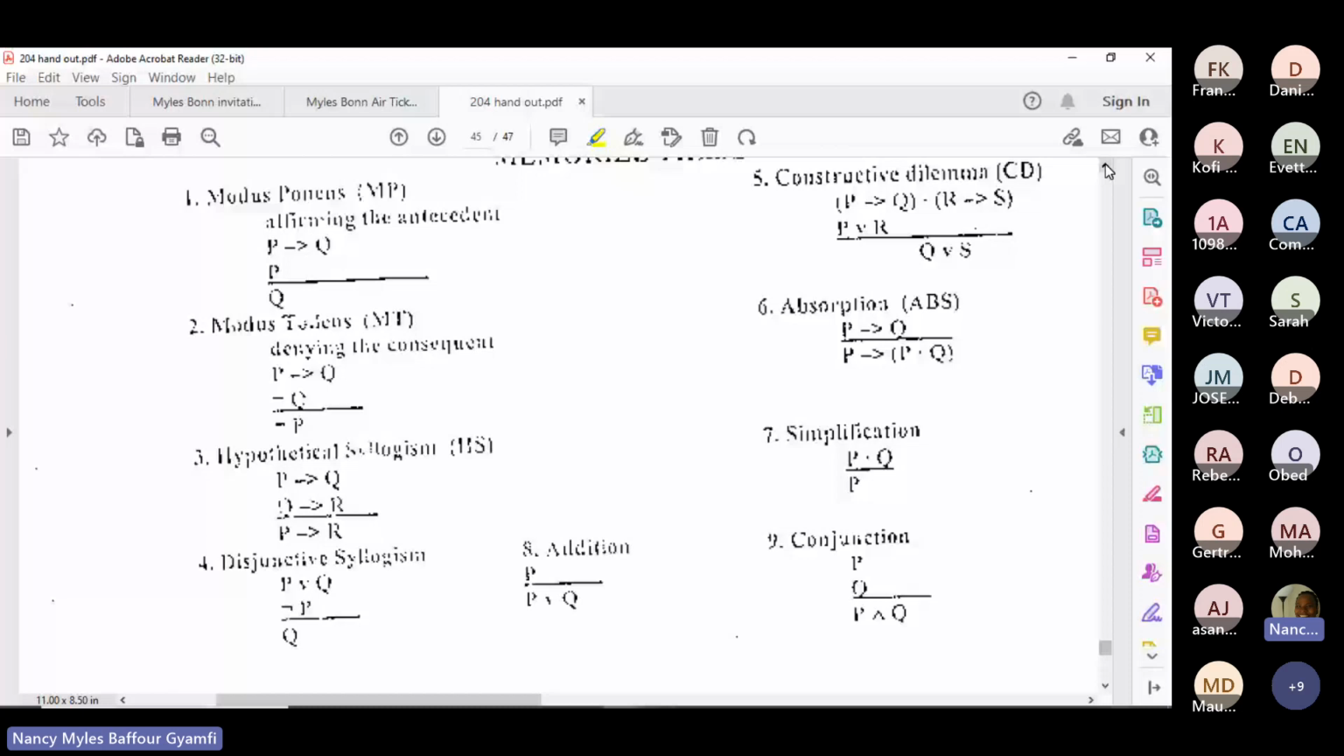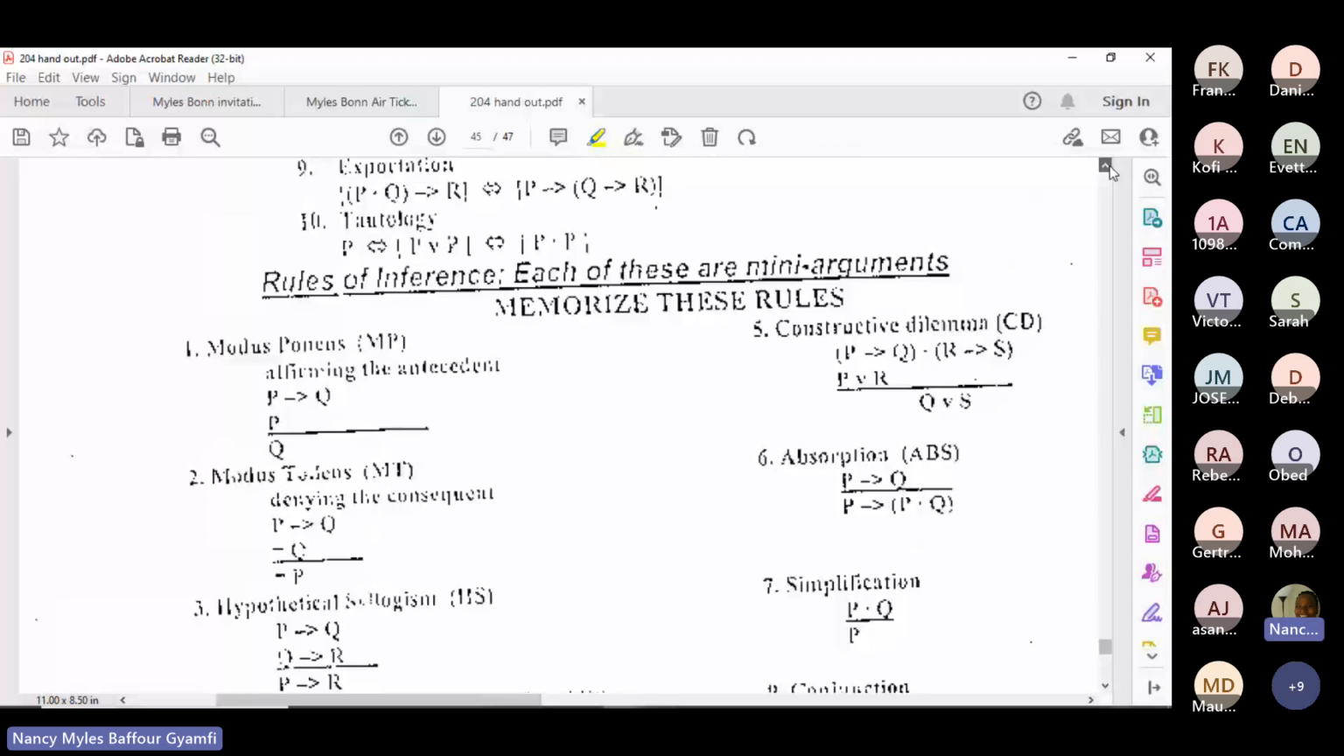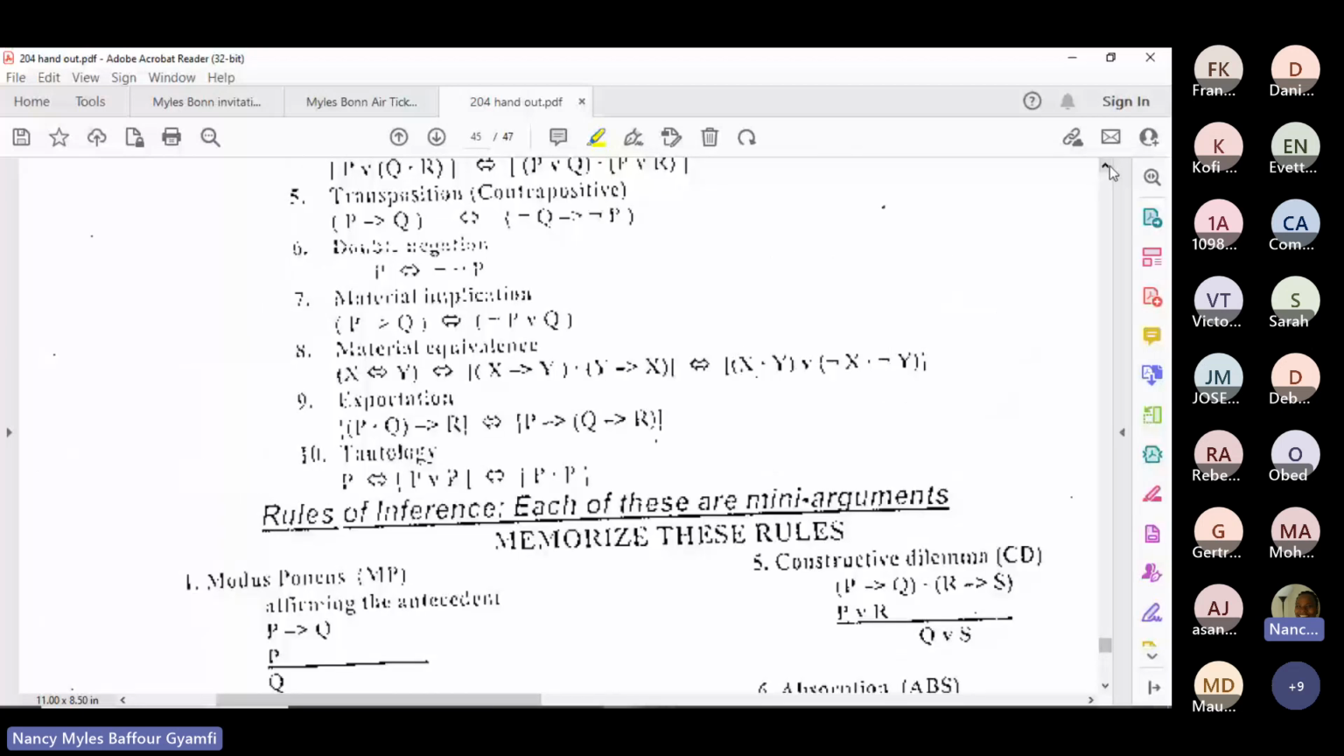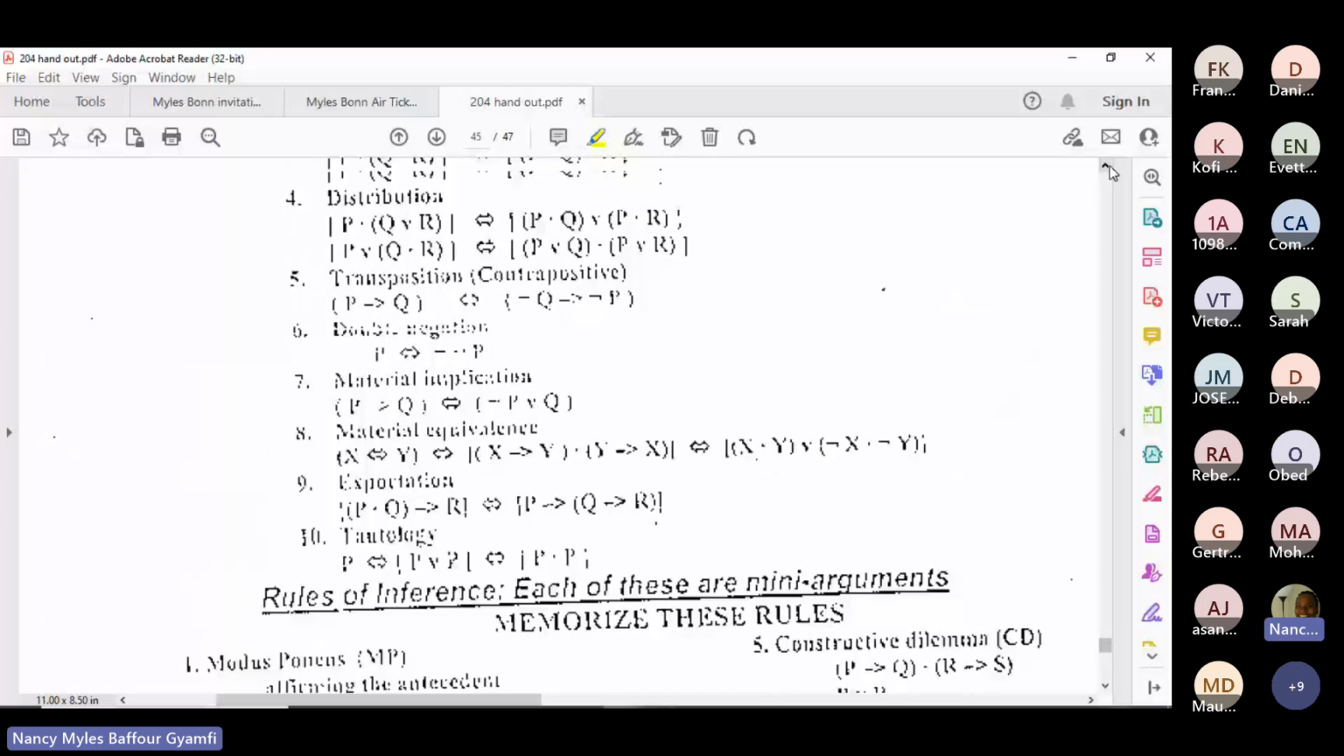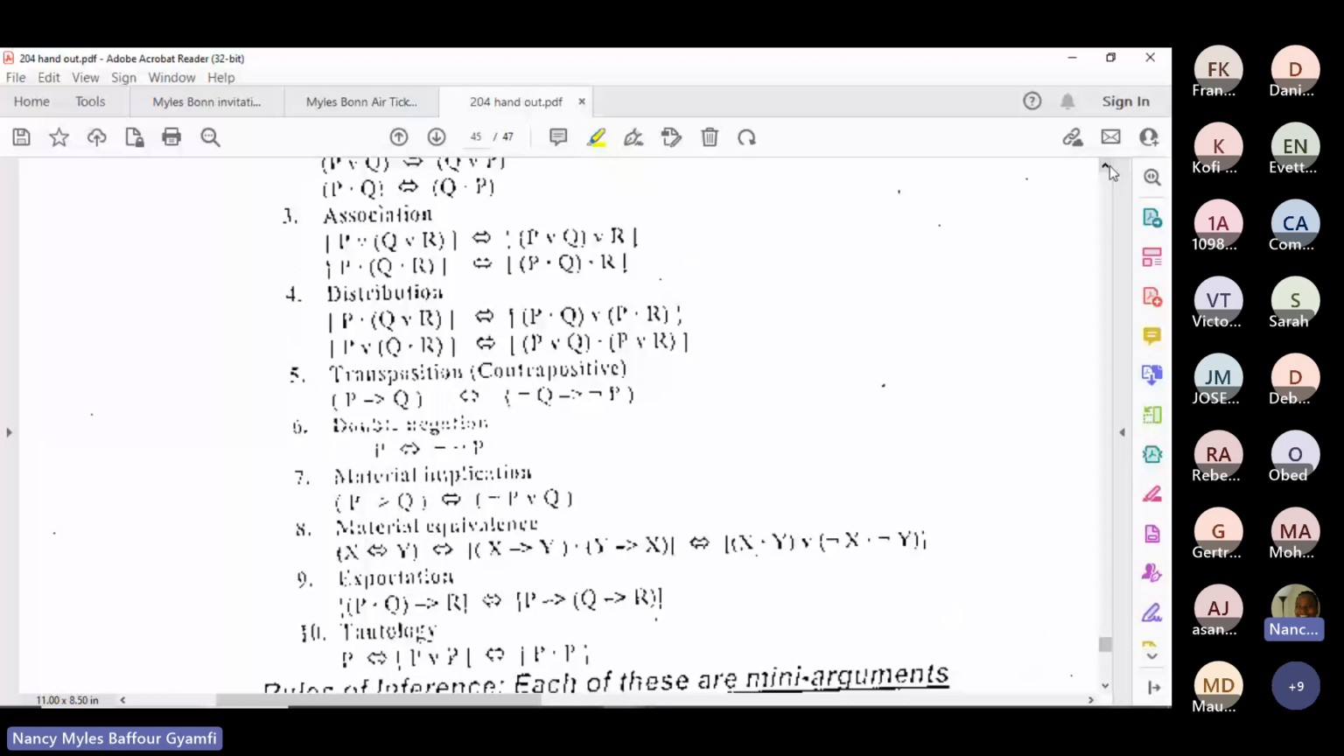All those are at the top of this page. They are replacement rules. See tautology number 10. Exportation, I've not done much of it. You can think around it later. I'll find a shortcut to help you grab it. That's why material equivalence, we haven't done much. But see, material implication, we've done a lot with it. Material implication helps you to decompose a conditional.